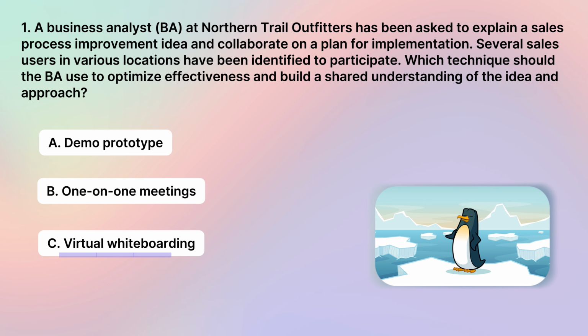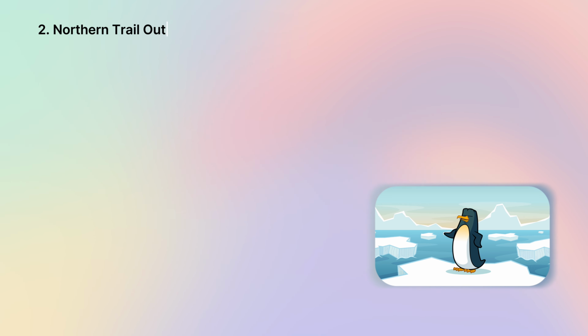Option A, demo prototype, may be helpful in demonstrating the idea, but it may not allow for the same level of collaboration and input from all parties involved. One-on-one meetings, option B, also lack the collaborative aspect and may not be as effective in building a shared understanding among multiple stakeholders. Question 2.